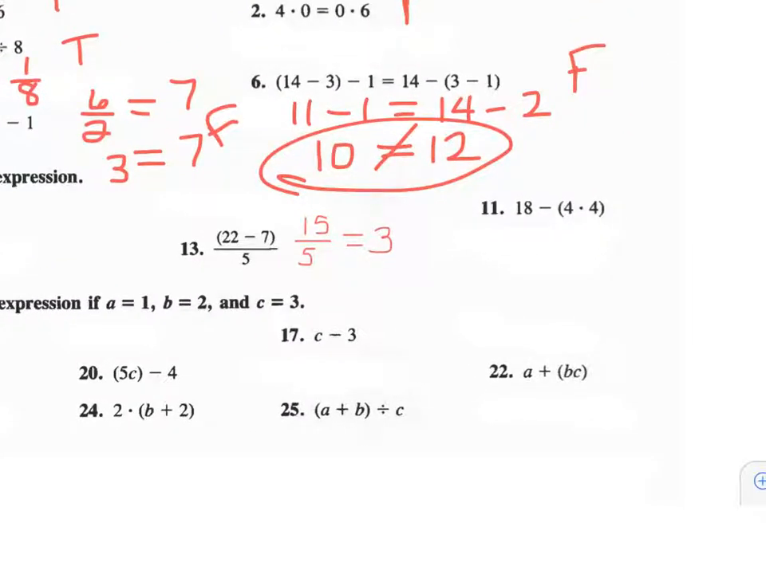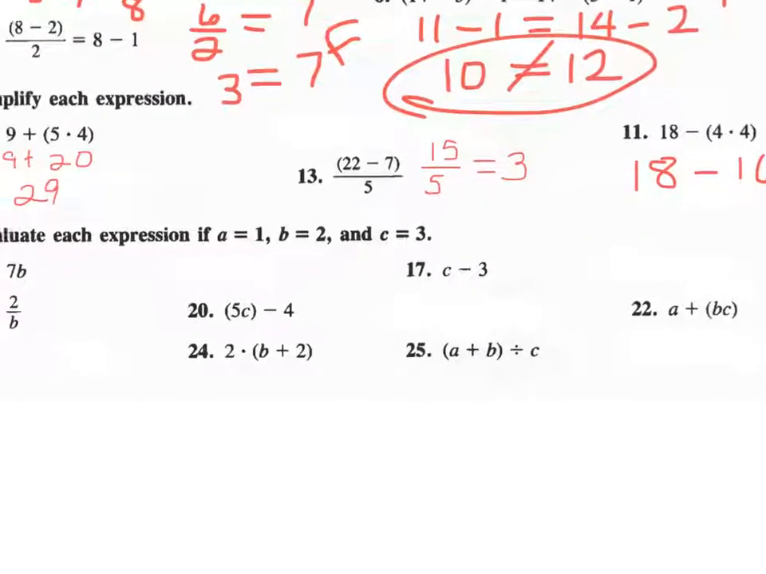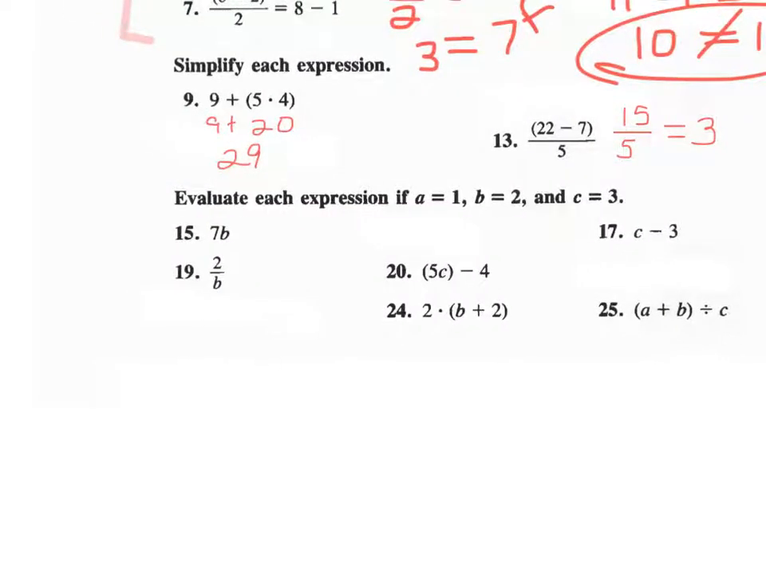All right. This one. What am I going to do first? Good. And what's 4 times 4? 16. Perfect. And then what's 18 minus 16? 2. Nice.